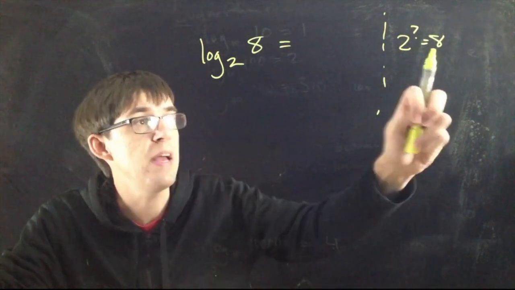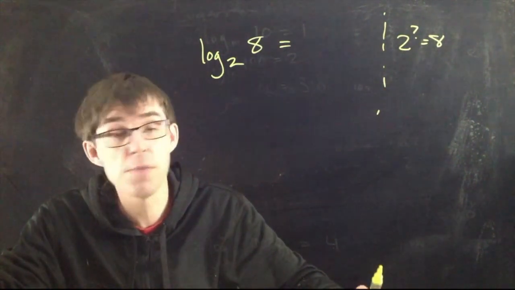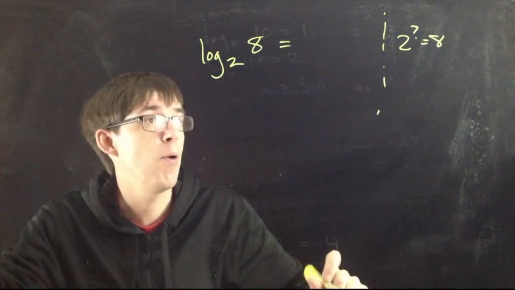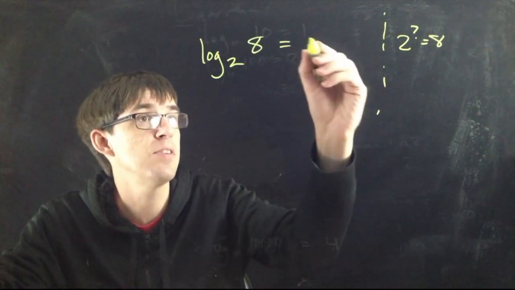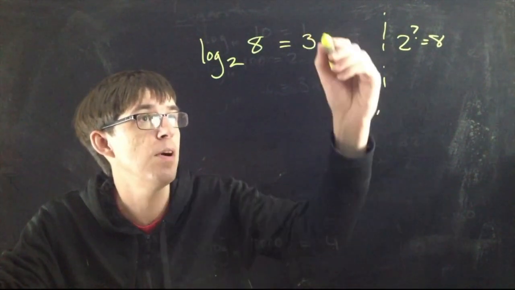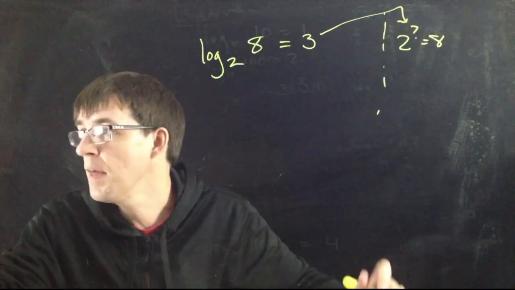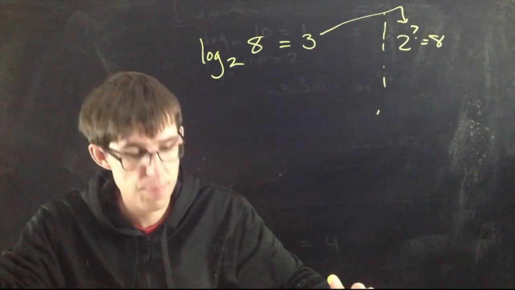Well, what do you think? Is 8 a power of 2? Actually, 8 is a power of 2. 2 to the third power is 8. So the answer here is 3. It's because this 3 is the number that would go right there. 2 to the third power equals 8.